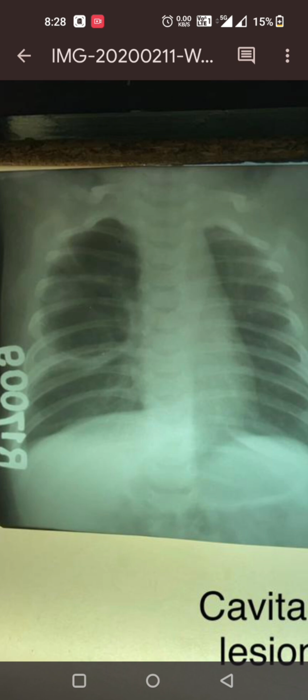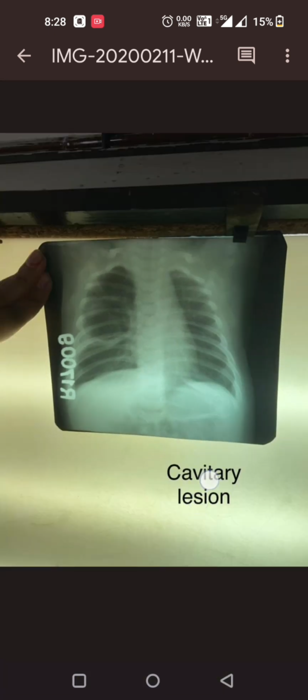This is chest radiograph PA view, showing lung. There is a cavity which is seen in the middle lobe, and on the left side the lung is clear, so on the right side it could be just a cavitary lesion.